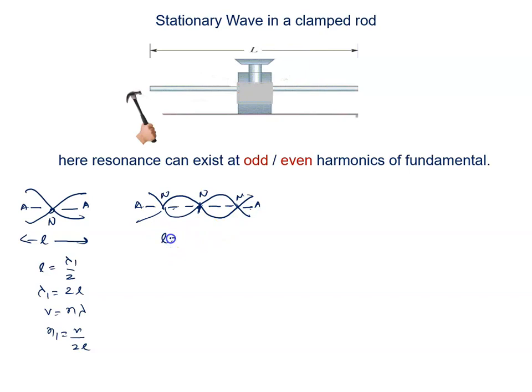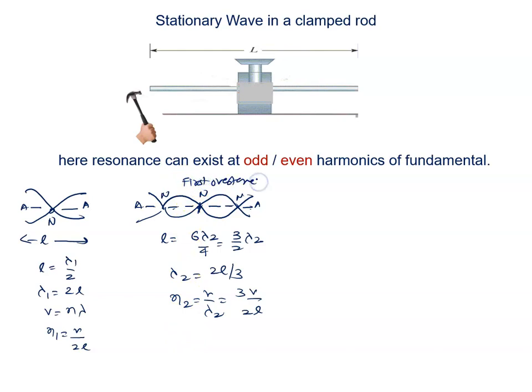It means here length is given by 6 lambda 2 by 4, or you can say 3 by 2 into lambda 2, so lambda 2 can be written as 2L upon 3. Again we apply the same formula v equals n lambda, so n2 is given by v by lambda 2. It is written as v upon 2L by 3. So this is the value of n2. This is the first overtone. I am writing here, it is the situation of the first overtone.